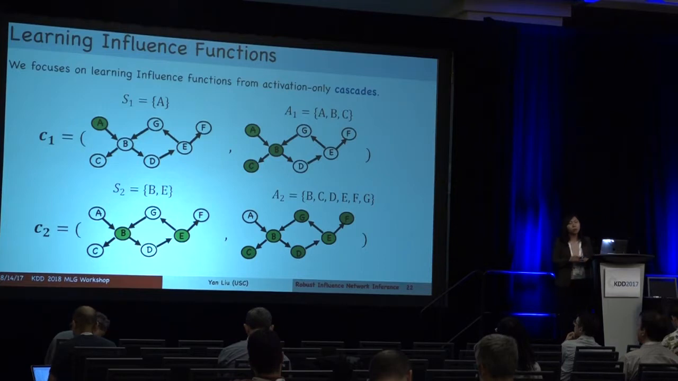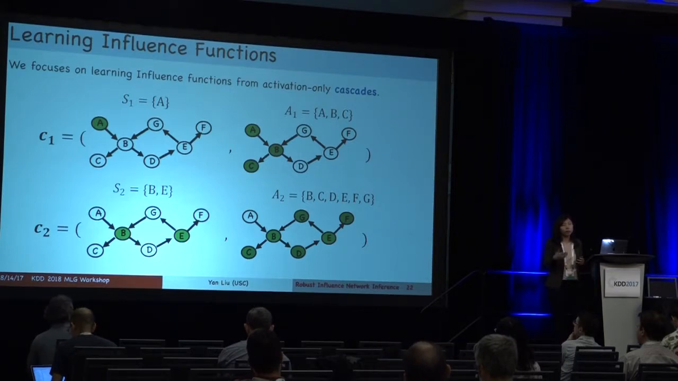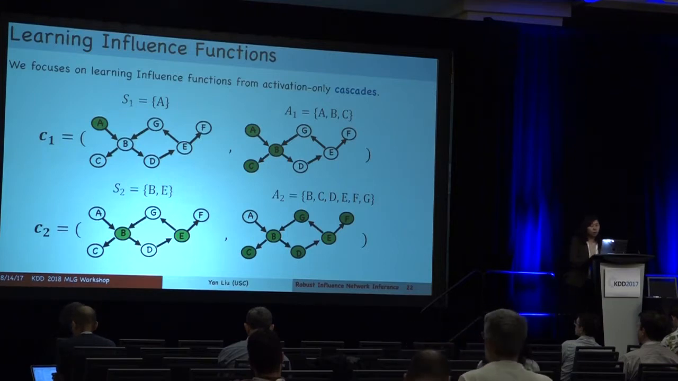So the setting now becomes as follows. Given a seed node, and given the cascades that we observe, only the cascades without the temporal information, we want to learn this influence function. That is, what is the probability that a particular node will be activated given the seed sets. So this is our objective.